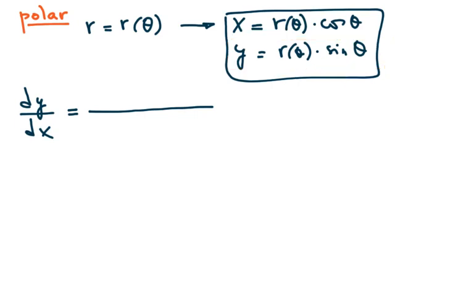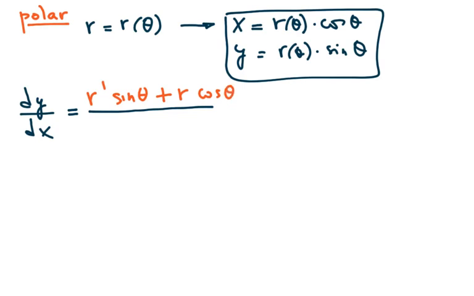So by the product rule, it will be the derivative of the first one, we just put here r prime, times the other one just as it is. So it will be times sine, plus the first one as it is, that will mean r, times the derivative of the second one, that will mean cosine.